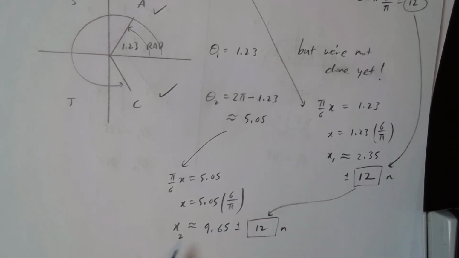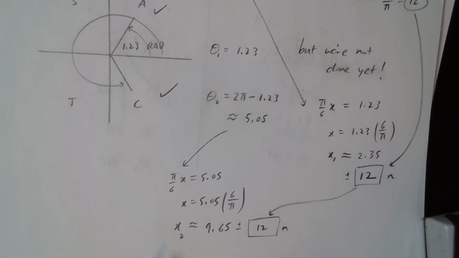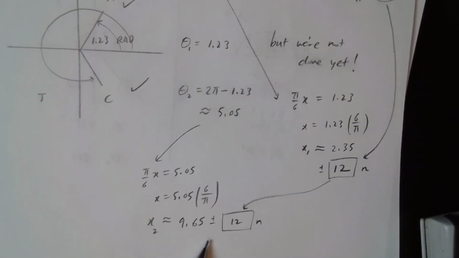You can get an infinite number of correct solutions to this equation as you change the n values, and n can be any integer. It could be 0, 1, 2, negative 1, 2, 3, etc.